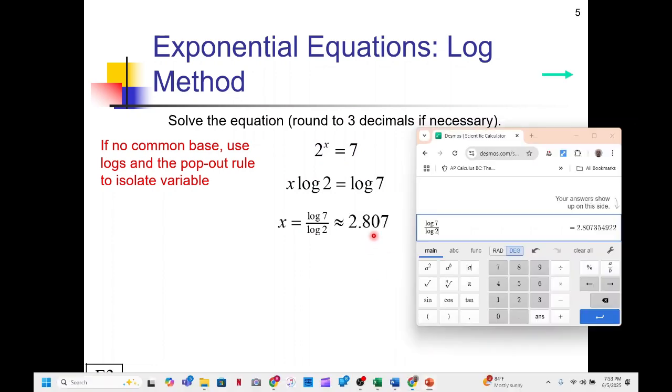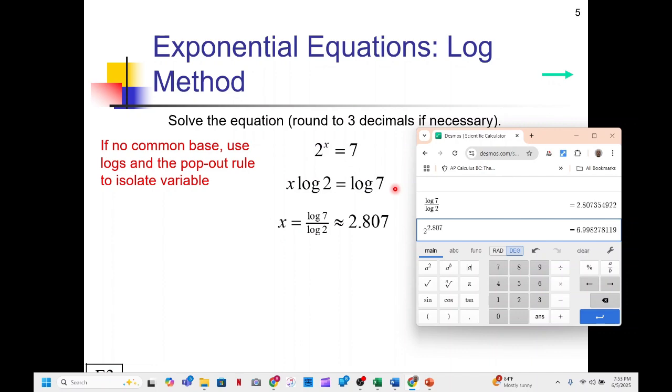Now, if you want, you can always check your answer by plugging it back in. So let's see what happens if I take 2 and raise it to roughly 2.807, and that gives me pretty close to 7, which is what we would expect.